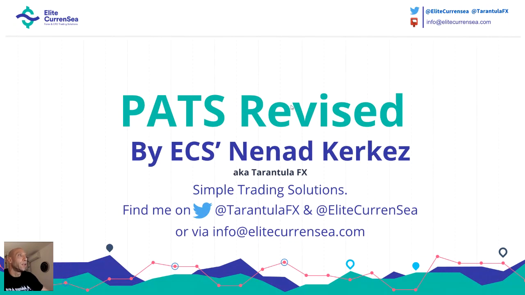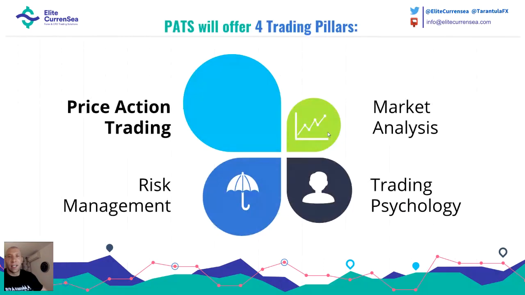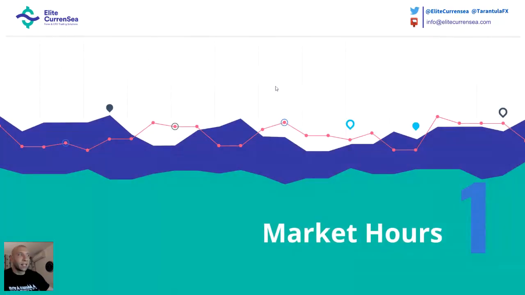So let's continue. Price action trading revised consists of 4 pillars. Main pillars: price action trading, risk management, trading psychology, and market analysis. All pillars should be unified in order for a trader to be profitable. Okay. Price is everything. So everything is in price action.